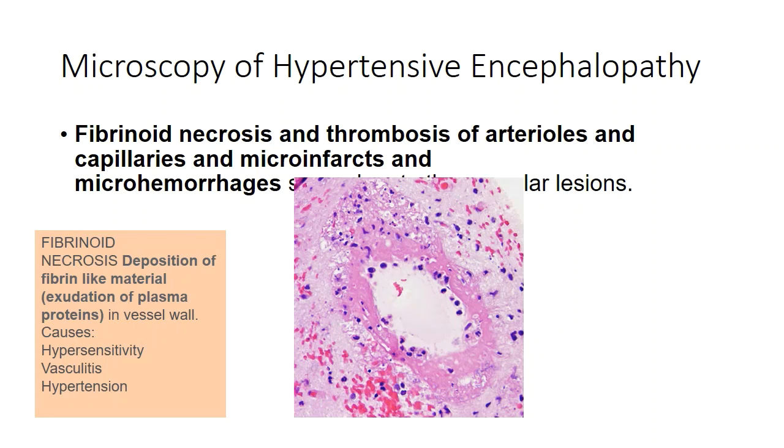Hypertensive encephalopathy is characteristically associated with fibrinoid necrosis, that is, deposition of a fibrin-like material that is nothing but the exudation of plasma protein in the vessel wall. This is not only associated with hypertension, but also with hypersensitivity and vasculitis. Note, in vasculitis, it is often associated with antigen-antibody deposition in the vessel wall. It must be noted that this fibrinoid necrosis particularly results in characteristic thrombosis of the arterioles and capillaries, and subsequently microinfarcts and microhemorrhages that develop.